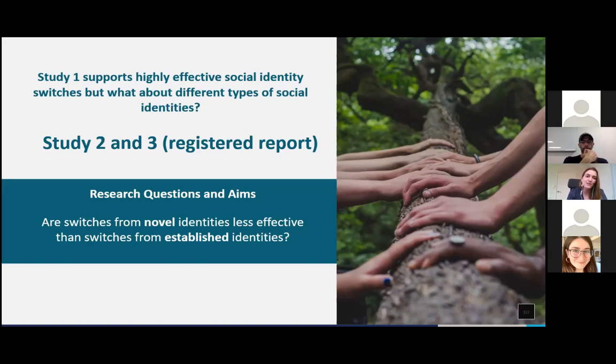We started to focus on novel versus established identities, coming from the idea that it is an important part of our life to form novel group memberships. And we know that finding more meaningful group memberships can be very beneficial for us. So we wanted to know whether there might be some costs in the very early stages of integrating this identity into your self-concept, where maybe identity switches might jar a little bit and might not be as automatic.